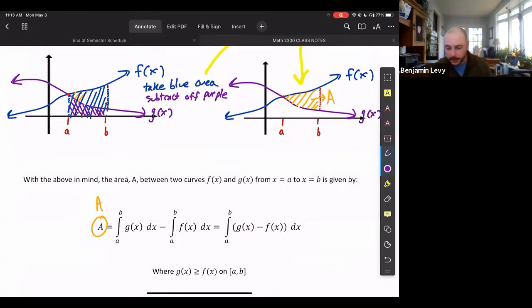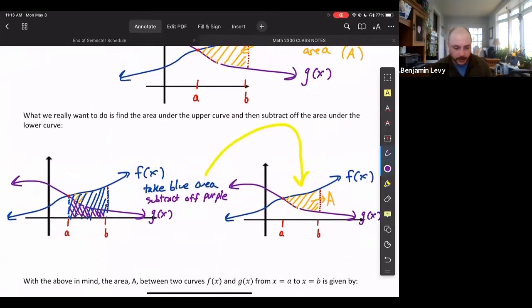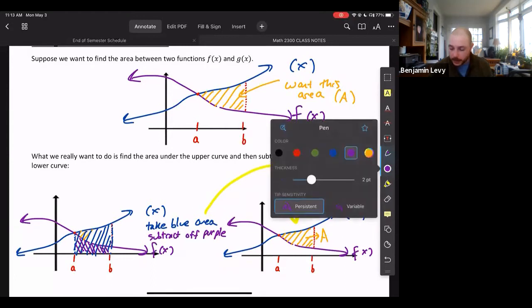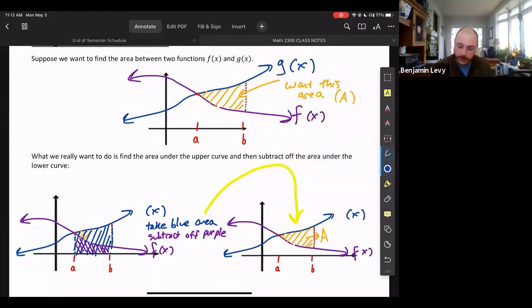Oh, I mislabeled my two things. Darn it, I should have looked ahead at this. So I should have labeled F and G. Can we all switch that real quick? I'm going to make my blue function G, and my purple function is going to be called F, just because it'll match what's down below. Sorry about that. Should have had a little more foresight. So the purple one's now F, and the blue one is now G.